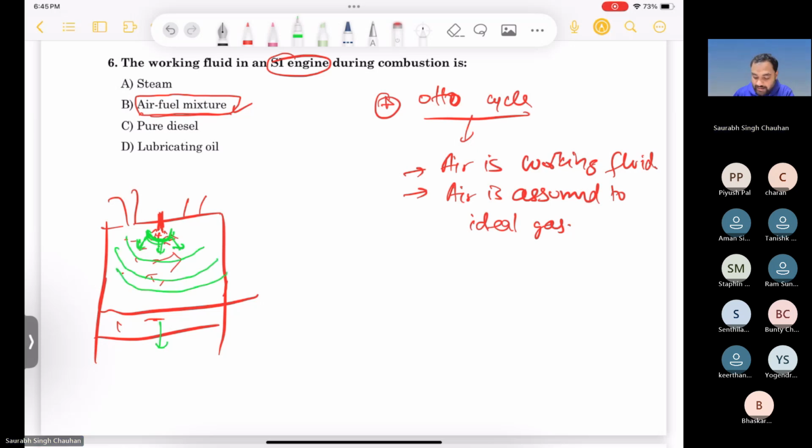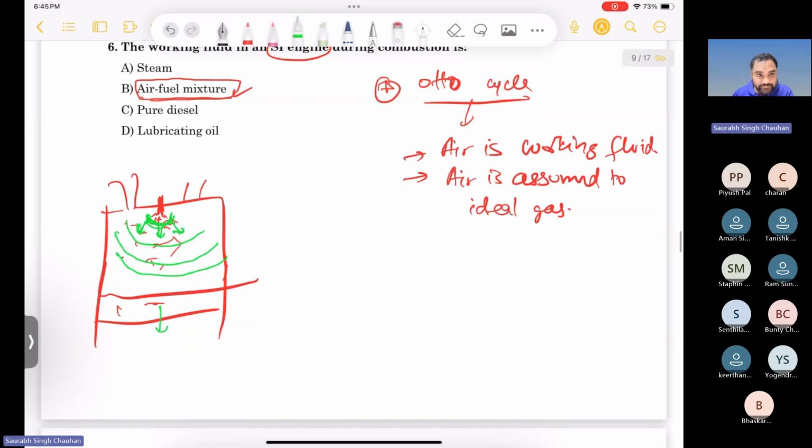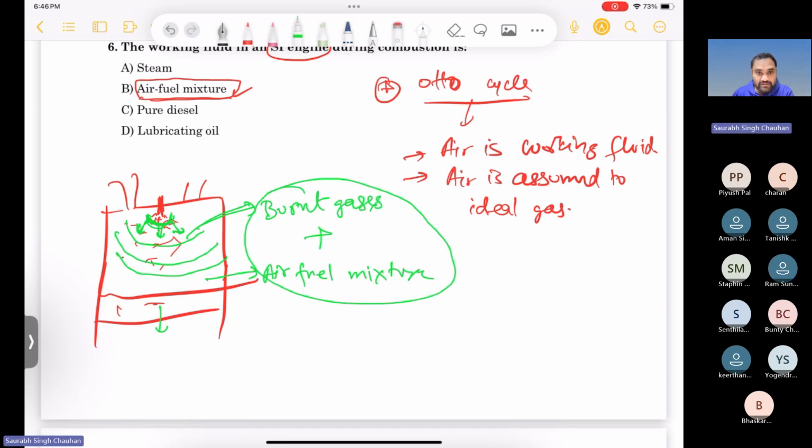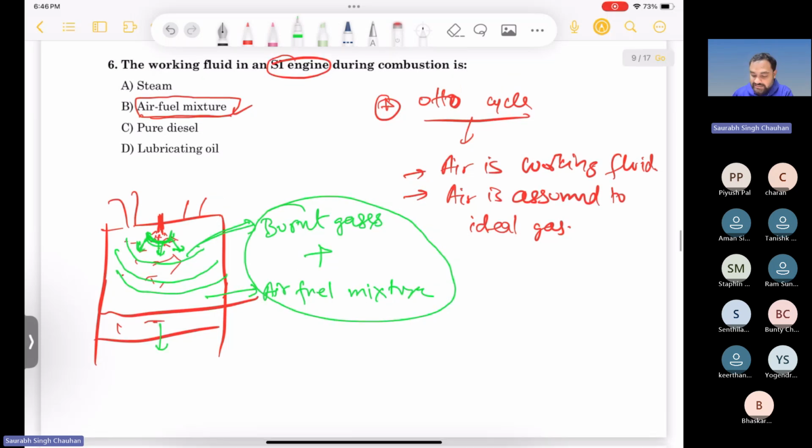So the working fluid is air fuel mixture and these burnt gases. So the correct option would have been burnt gases plus air fuel mixture. But since this option is not given, the most suitable answer in this question should be air fuel mixture.